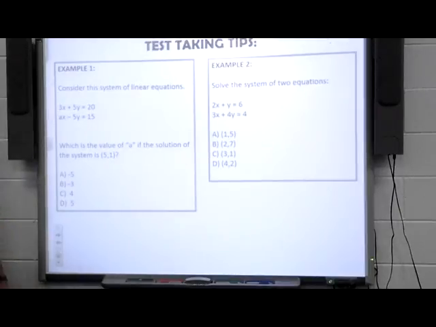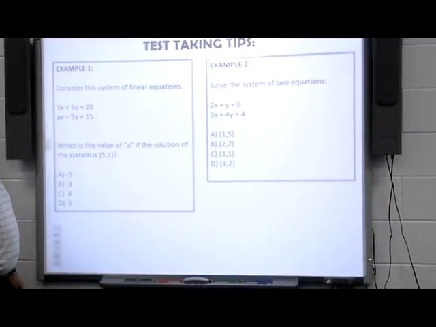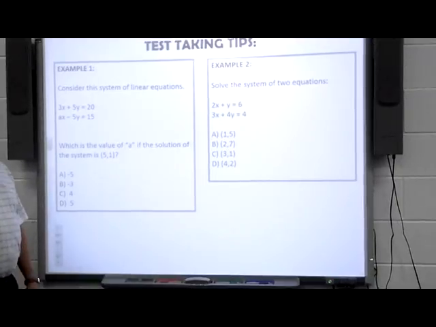Next, we have some test-taking tips. We have two different examples. I'm going to have Jen come up and explain example 1 to you, and then I'm going to show you how to do example 2.